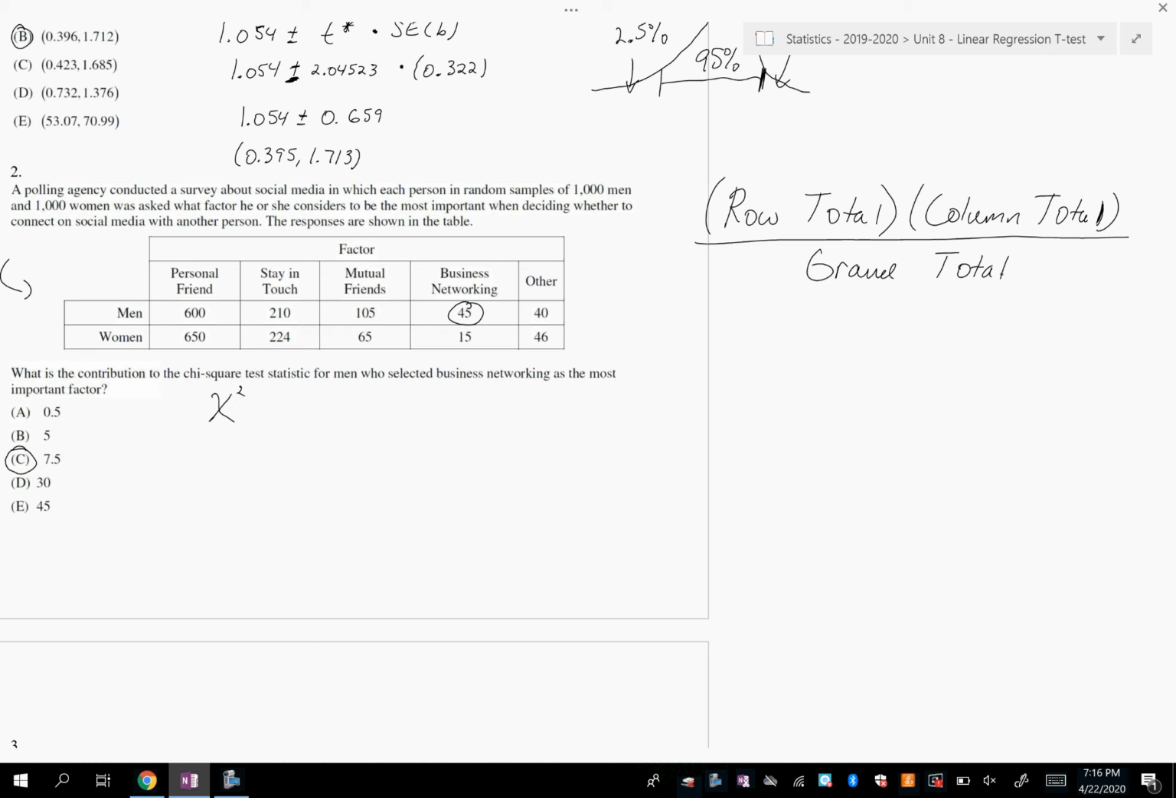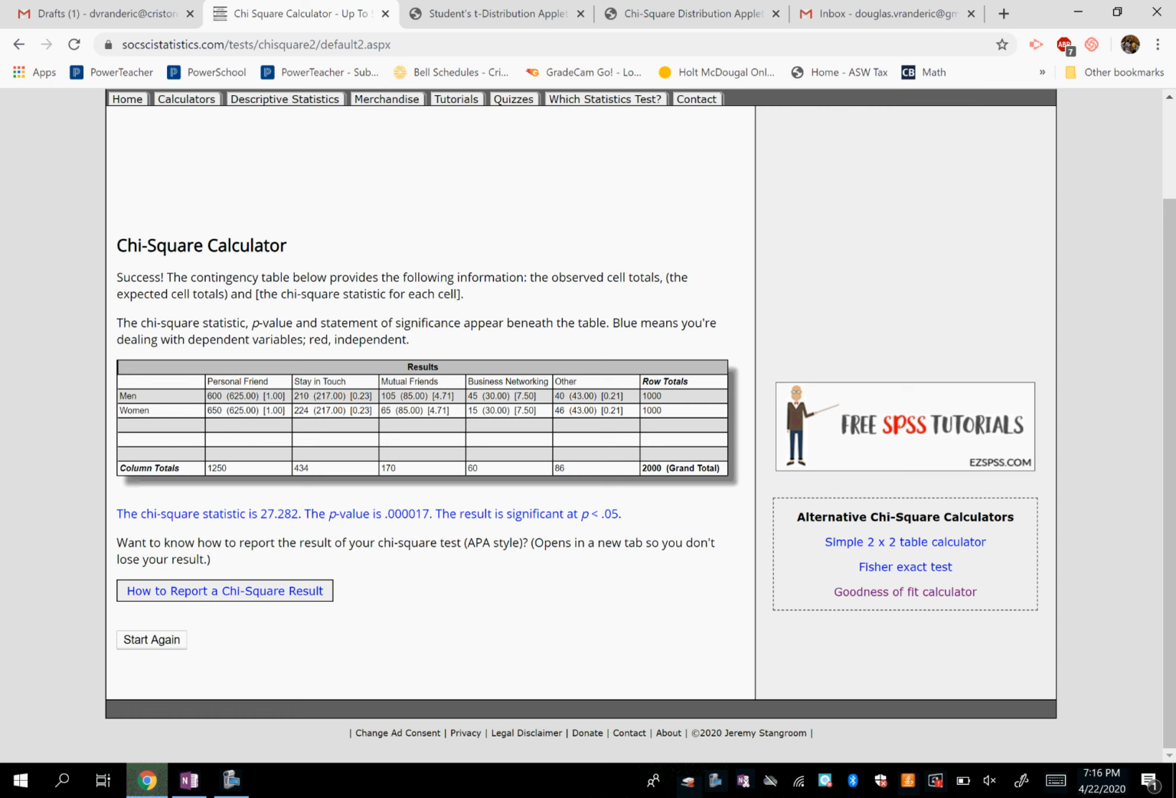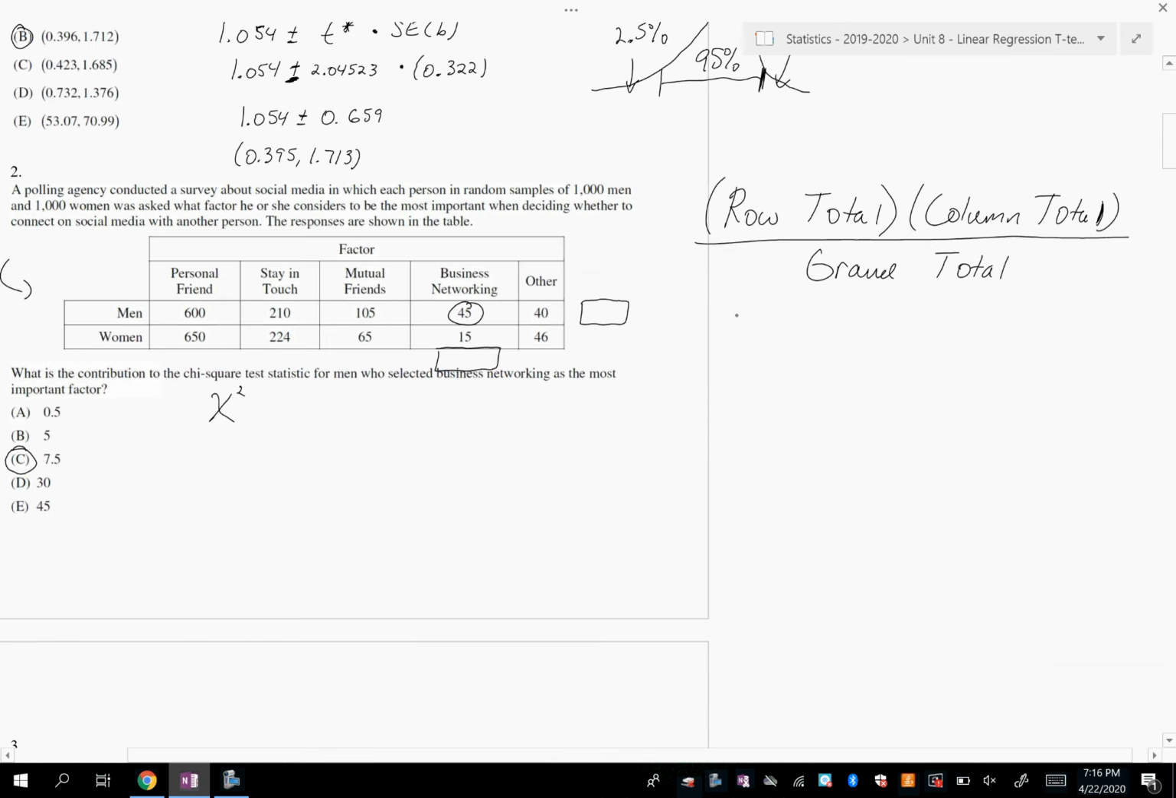So the row total would be this number. The column total would be this number. All right, you can add all those numbers up in your calculator, or you can just go back. Obviously, if you've done this, you won't need this, but I'll just use it since it's here. 1,000 total men and 60 total people said business networking. So the row total is 1,000, and the column total was 60. That one's a little easier to see. Divided by the grand total of 2,000. Right? 1,000 men, 1,000 women.